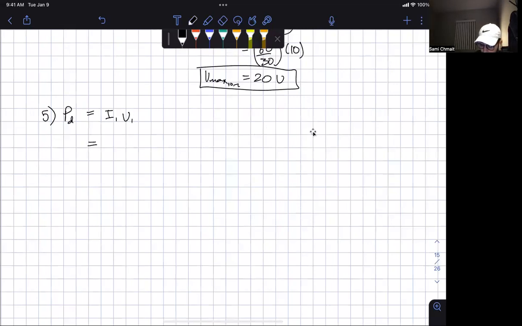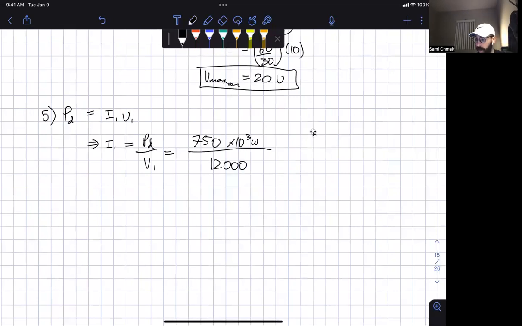So I1 is going to be equal to PD, which we know, right? PD is, what do they tell us? 750 kilowatts, right? Divided by V1. So now 750 times 10 to the third watts divided by that voltage they tell us it's currently acting at. So now we know the current, the current in the present iteration, right? That it exists in.